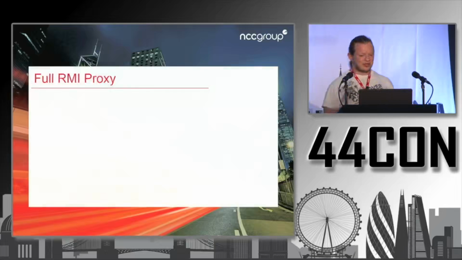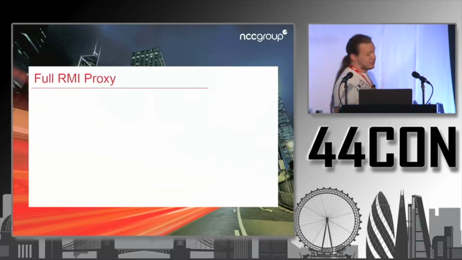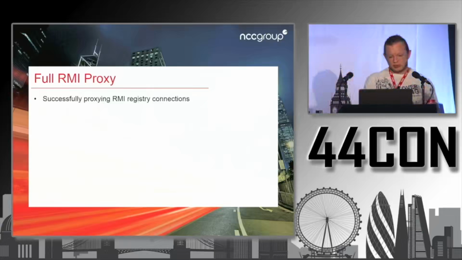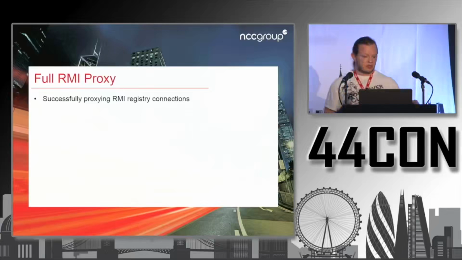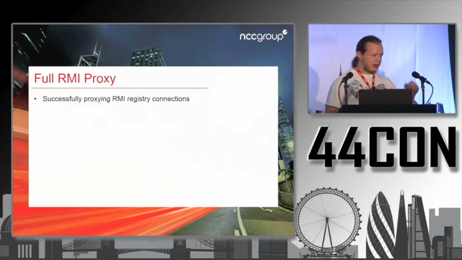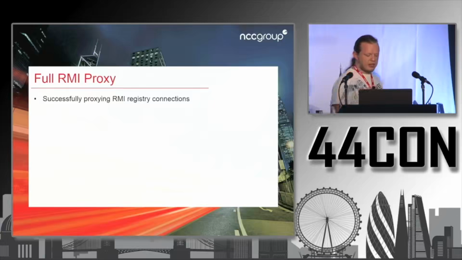So what was that code that I was testing? I wanted to create a full RMI proxy. With my previous work on BaRMIe, I was successfully proxying RMI registry connections. So you first go off to that registry, you ask it for an object, the object comes back, and that object actually listens on a different address.